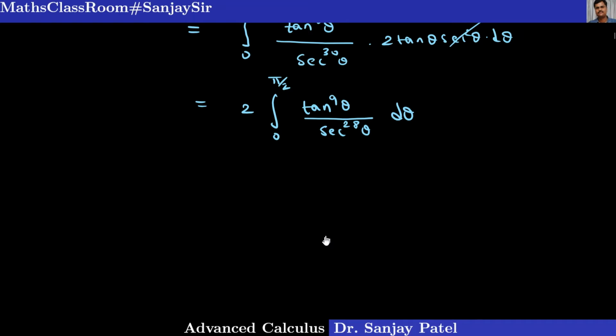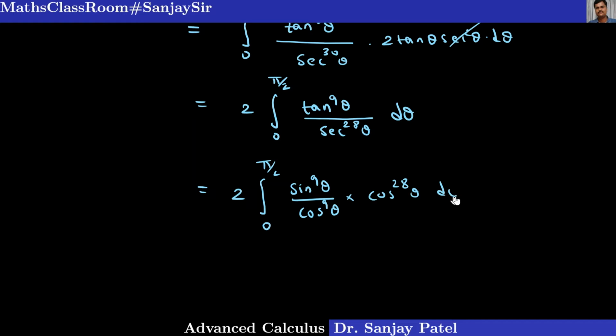And tan theta is sine theta upon cos theta. So this we can simplify further and express in sine and cos. So tan theta is sine theta upon cos theta. So this is sine raised to 9 theta upon cos raised to 9 theta. So let me write this way. Sine raised to 9 theta upon cos raised to 9 theta. And that 1 upon sec raised to 28 is cos raised to 28 theta d theta.